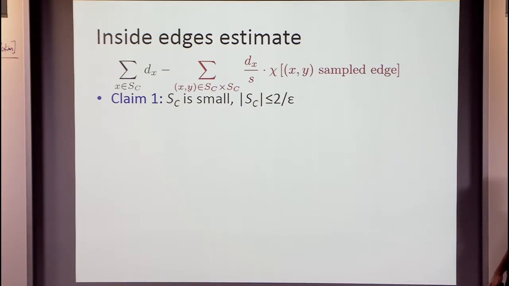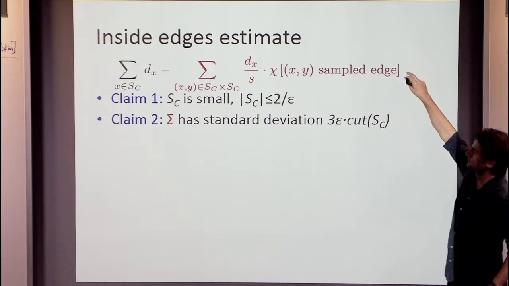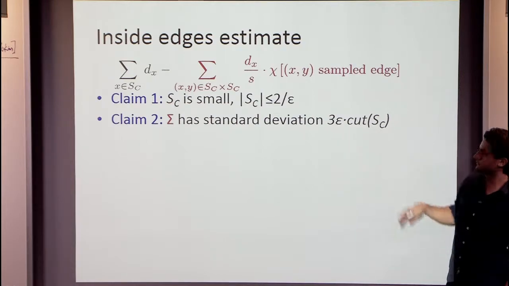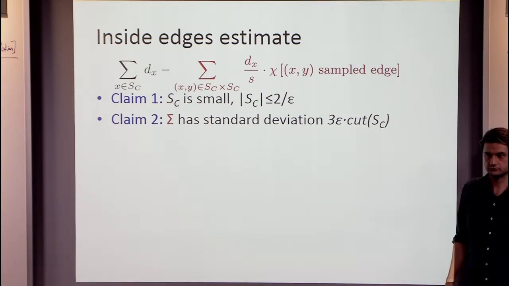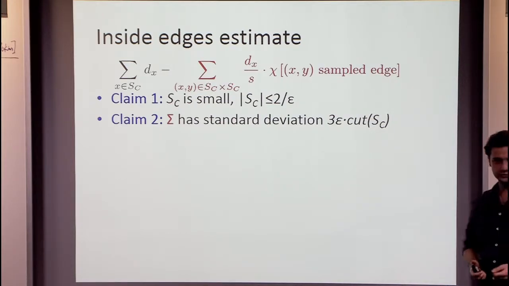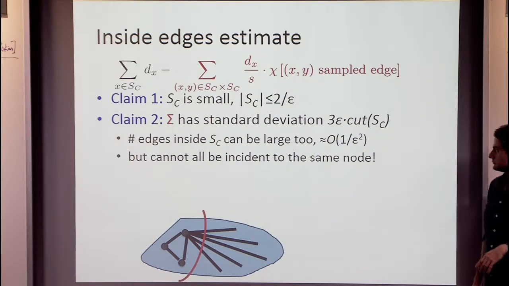Okay, so now I'm not going to do the computation, but this is really the intuition that I explained. If you take this sum and compute its variance, its variance will be something like order epsilon times the cut value. But the intuition is really that if there are many edges inside this component, inside this set S_C, a large number of internal edges, they have to be supported on many nodes. There will be many samples to use.